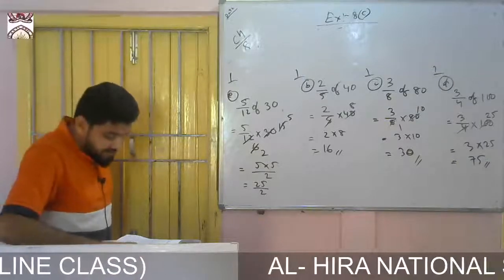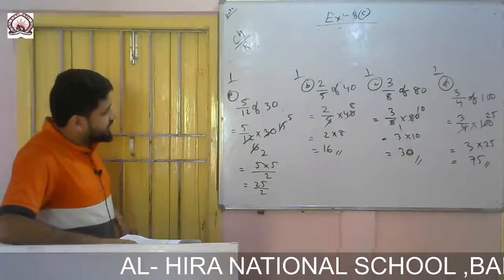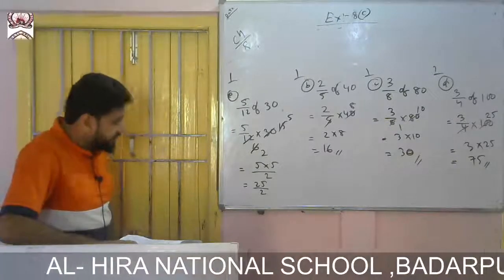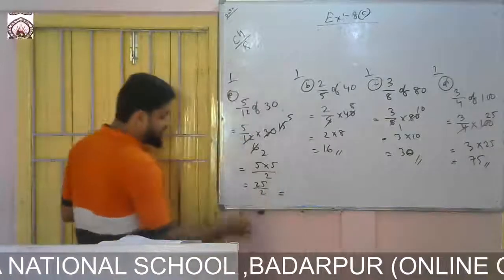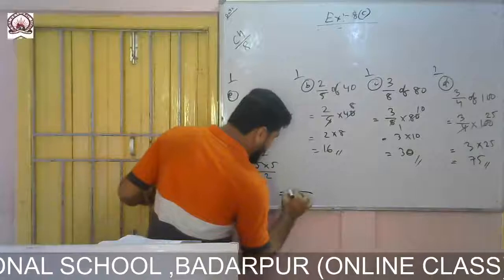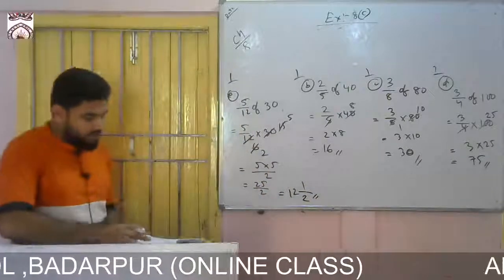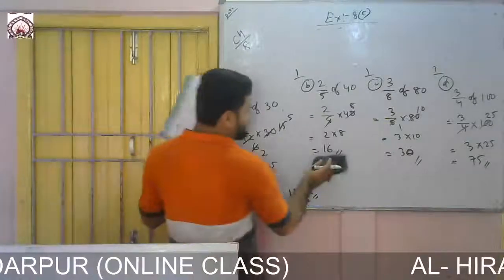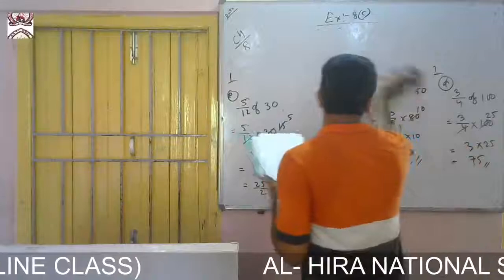Wait, 7 by 15 of 80. 7 by 15 of 30, not. Oh yes, it is correct. E. Now what? Take it into a mixed fraction. If we take it into a mixed fraction, then 12 whole 1 by 2. It is the answer. Okay. Now come to this one. B. Okay.